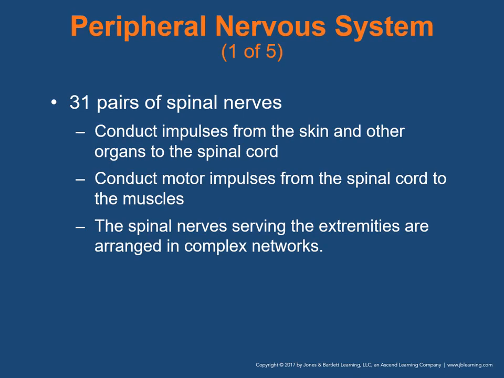Now let's talk about the peripheral nervous system. There are 31 pairs of spinal nerves. These conduct impulses from the skin and other organs to the spinal cord. They also conduct motor impulses from the spinal cord to the muscles. The spinal nerves serving the extremities are arranged in very complex networks.